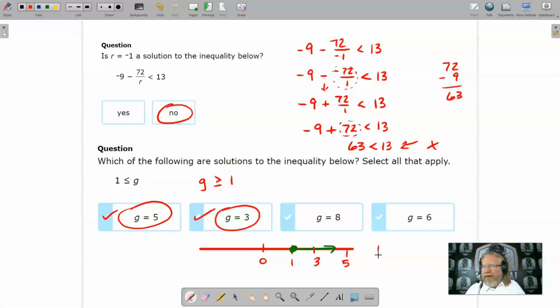8, it's even further down over here. So it's good to go. And then 6, which is going to be like right about here. It's good to go as well. So as it turns out to be, all 4 of these values could be solutions to that inequality.